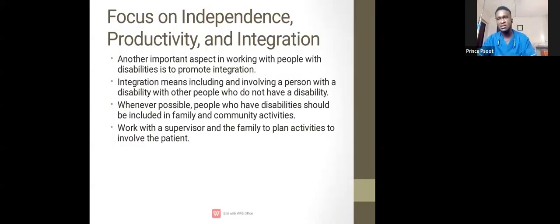Another important aspect in working with people with disabilities is to promote integration. Integration here means including and involving a patient with a disability with other people who do not have a disability, helping them to mingle, to socialize, to interact with people who don't have a disability.